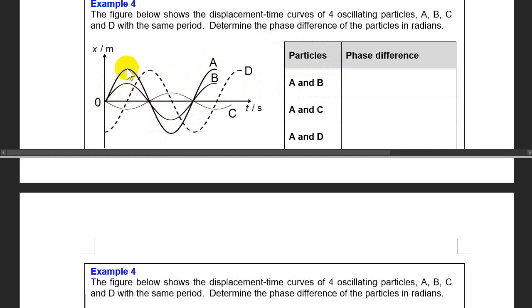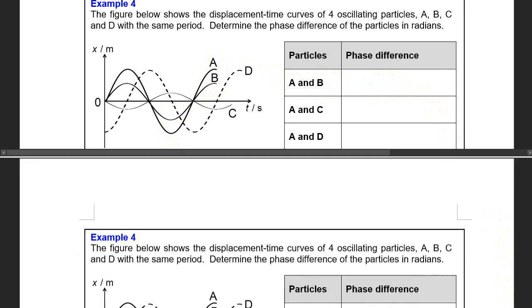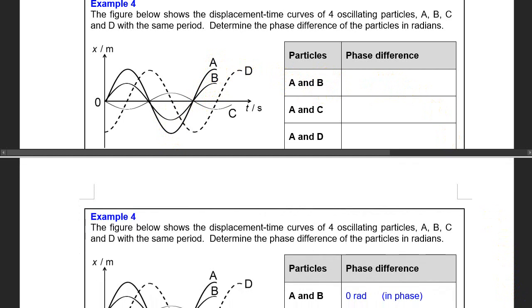They are both sine graphs. They reach the same peak at the same time. They reach the same trough at the same time. They reach the peak at the same time again. They are both in phase. So A and B are in phase. If they are in phase, the phase difference is 0. So A and B, 0 radian, in phase.